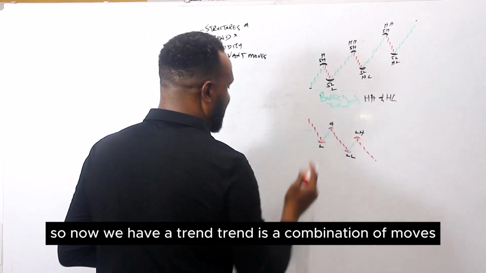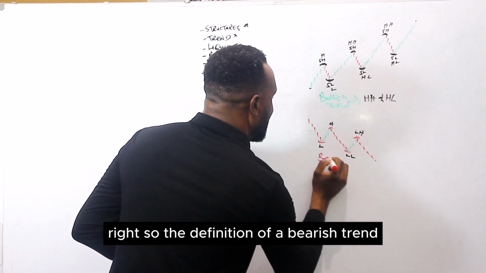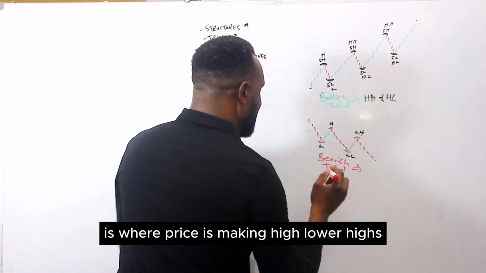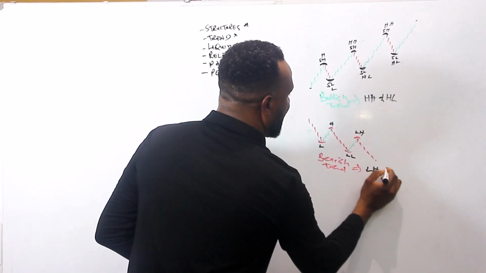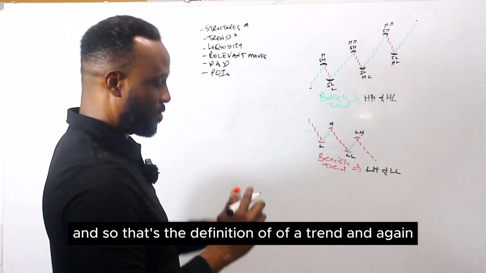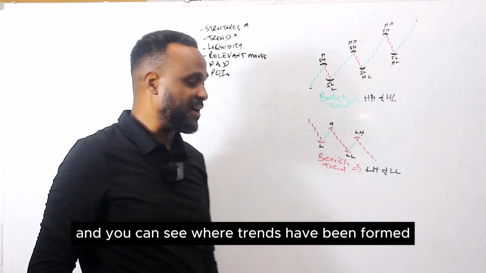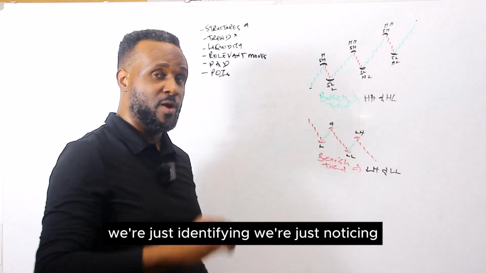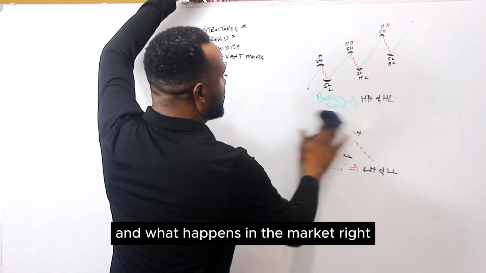So now we have a trend. A trend is a combination of moves, right? So the definition of a bearish trend is where price is making lower highs and lower lows. And so that's the definition of the trend. Again, look at your chart and you can see where trends have been formed. Now we're not buying, we're not selling yet. We're just identifying, we're just noticing, we're beholding the beauty of price action and what happens in the market.